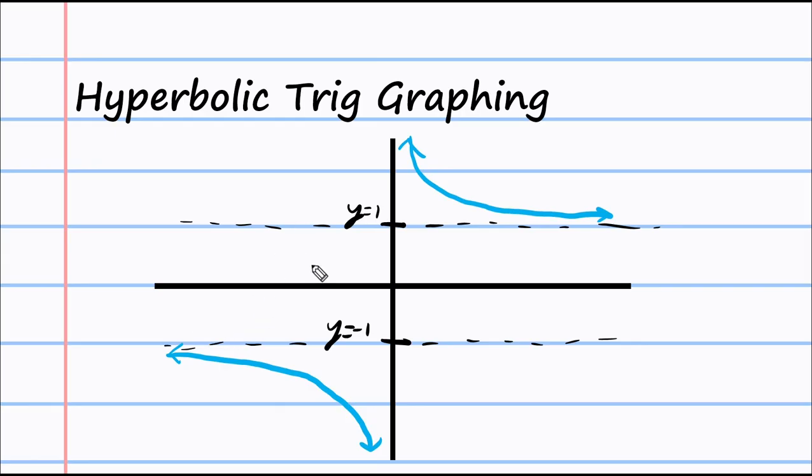This is what cotangent looks like. As you get closer and closer to infinity, cotangent x approaches 1 from above. And as you get closer and closer to negative infinity, cotangent x approaches -1 from below. And then there's also a vertical asymptote at x equals 0. So this is just basically how to graph your hyperbolic trig functions.